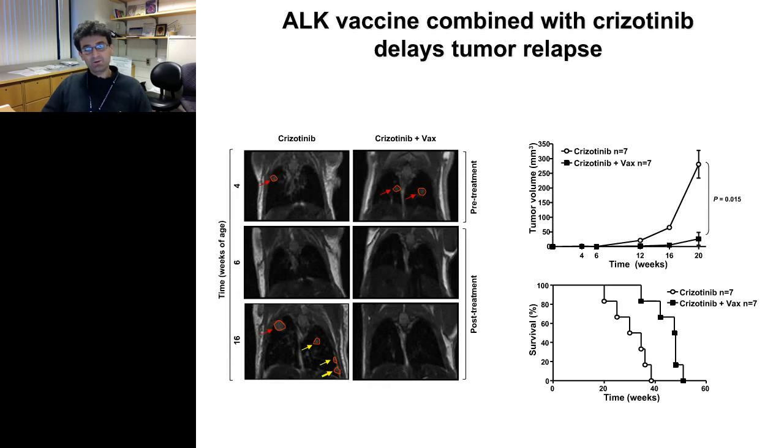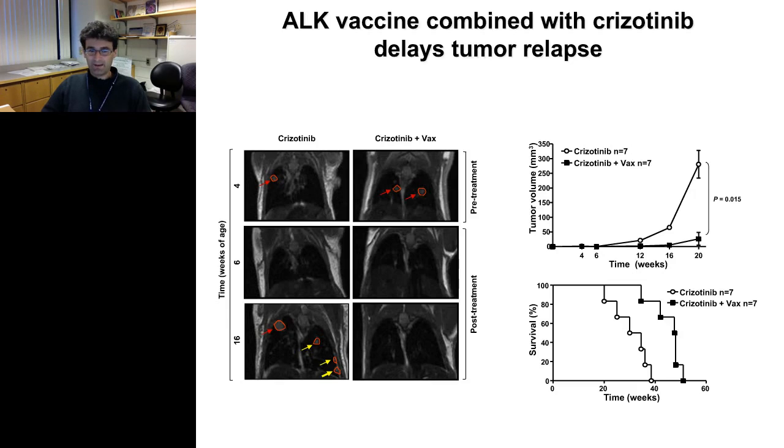And next, we wanted to test this combination in vivo in mice. So if you look here at the left panel, in crizotinib alone treated mice, you see that at 4 weeks of age, some tumors start to develop, here indicated by an arrow. You treat them with crizotinib and they completely disappear. But when you stop the treatment with crizotinib, and we did that to mimic the relapse of patients under crizotinib treatment, eventually the tumor relapsed exactly in the same position, and new tumors came up.